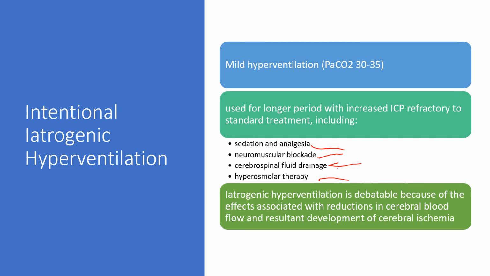So iatrogenic hyperventilation is debatable because the effects associated with reduced blood flow to the brain, and that results in brain ischemia, right? So that's the big thing here. So you're like, hey, this sounds like a great thing. It's easy to do. It's free. It's immediate. But I want you to see that whole cerebral ischemia component and think, no, that's a pretty big downside. But it's something we can do in just emergent, short-term situations. But that is not something that we should do routinely, because ischemia to the brain, not a great idea.